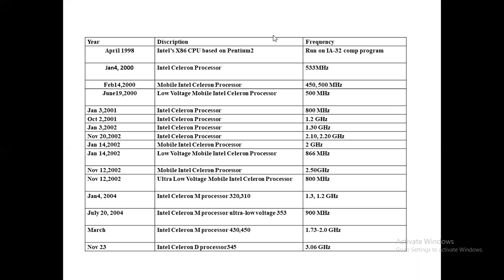In year 2000, marked the introduction of the following processors. First of all, January 4, Intel Celeron processor, which is having 533 megahertz frequency. Then in February 14, mobile Intel Celeron processor, which is having frequency of 450 to 500 megahertz. In June 19, low voltage mobile Intel Celeron processor 500 megahertz.